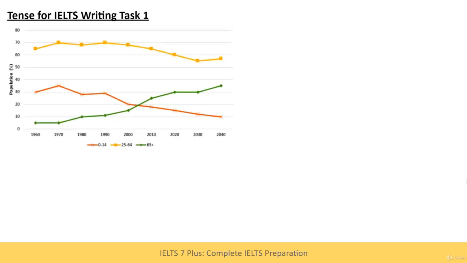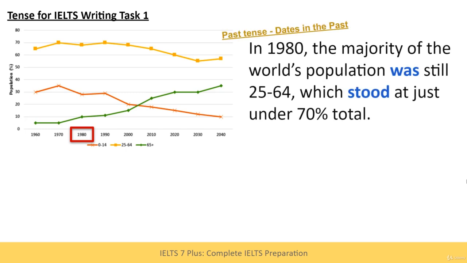Okay, so let's begin with 1980. I'm reporting dates, years in the past. Therefore, it would make sense to use the past tense, which we do use for dates in the past. In 1980, the majority of the world's population was still 25 to 64, which stood at just under 70% total. And a nice structure there as well. So I'm reporting a date in the past. I will therefore use the past tense.